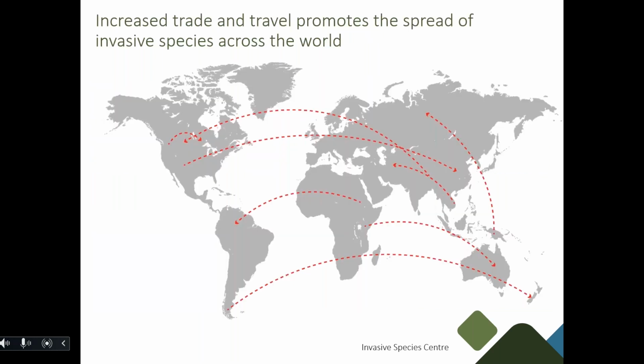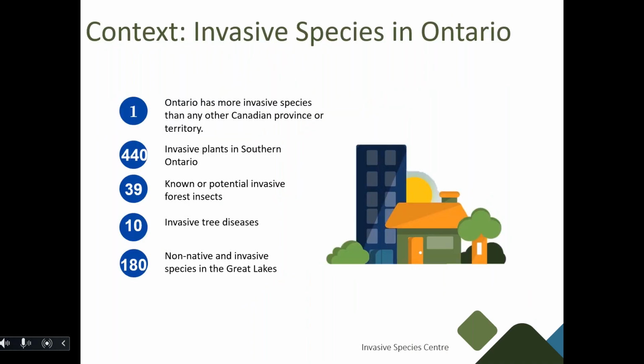So in this day and age, increased trade and travel does promote the spread of invasive species across the world if we look at it in a global context. But let's scale it back a little bit and talk about it in an Ontario specific context. So when we look at Ontario as a whole, unfortunately, we are #1 for invasive species.